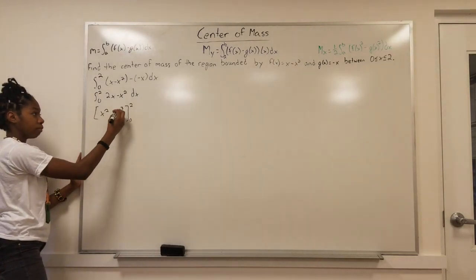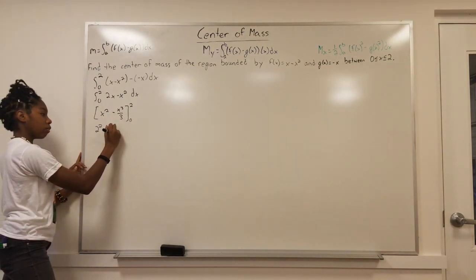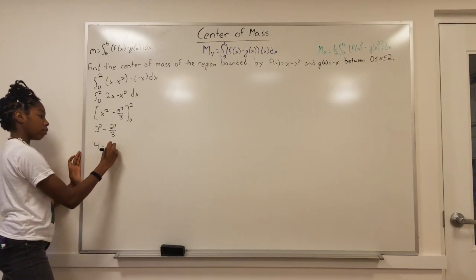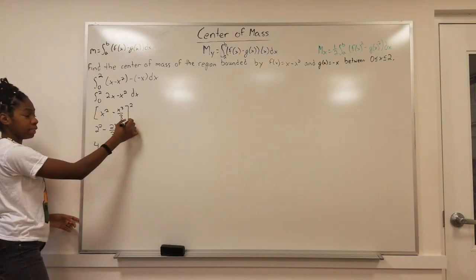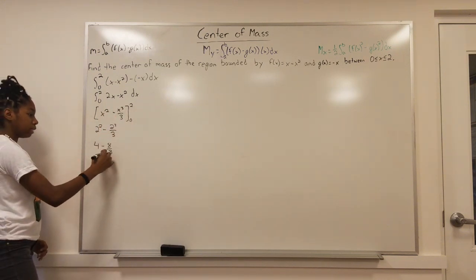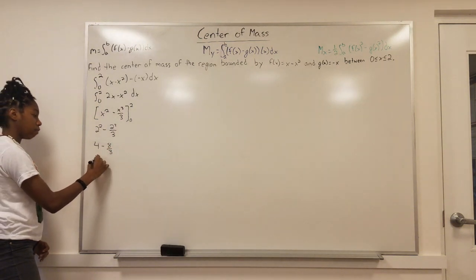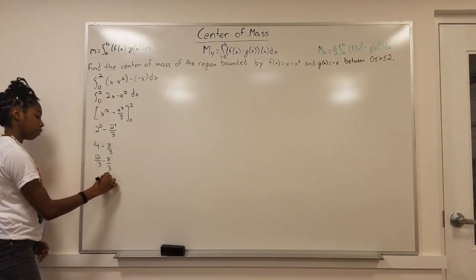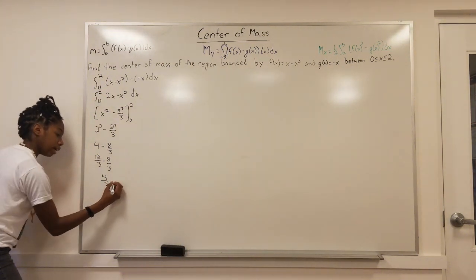You plug in 2 wherever you see x, so you get 2 squared minus 2 cubed over 3, which becomes 4 minus 8 over 3. You don't need to worry about the 0 because once you plug it in, they would all cancel. So 4 minus 8 over 3, you can find the common denominator, so 12 over 3 minus 8 over 3, which leaves you with 4 over 3. This is your mass, or the area of the entire region.